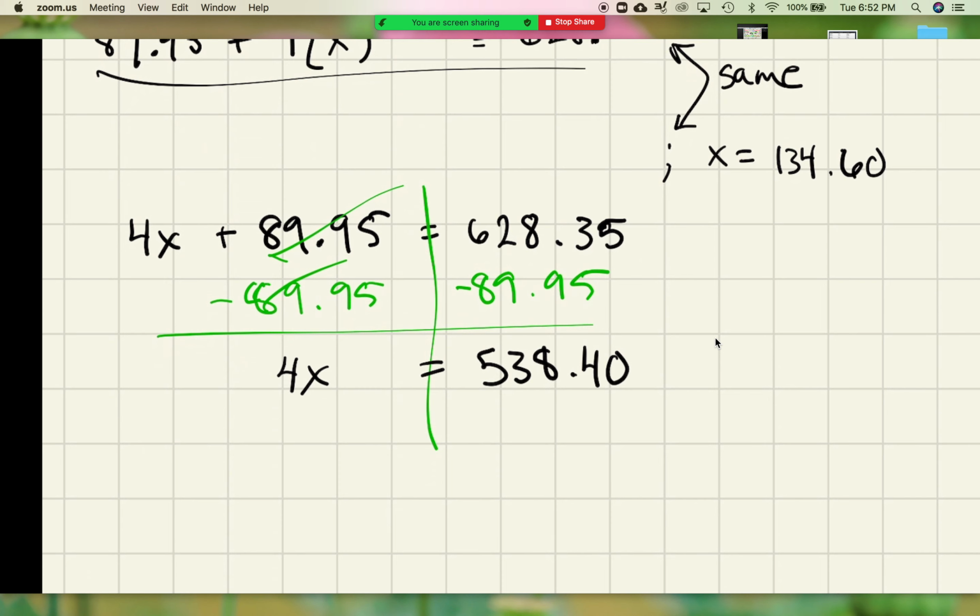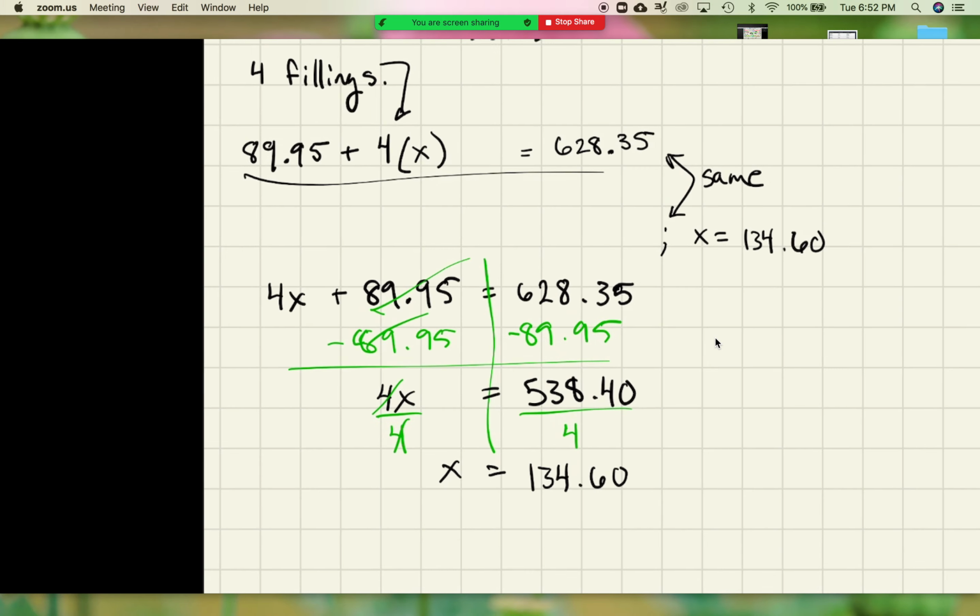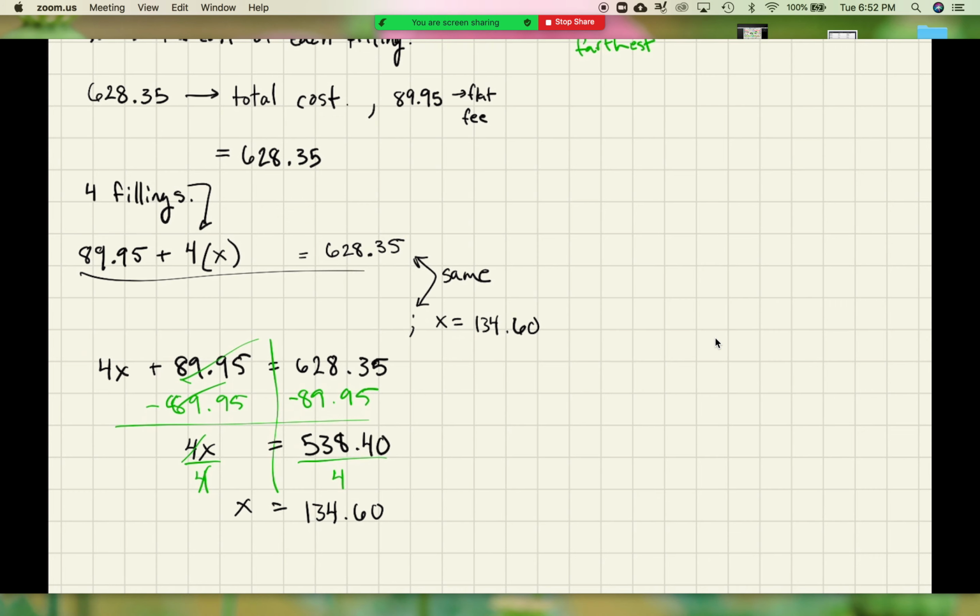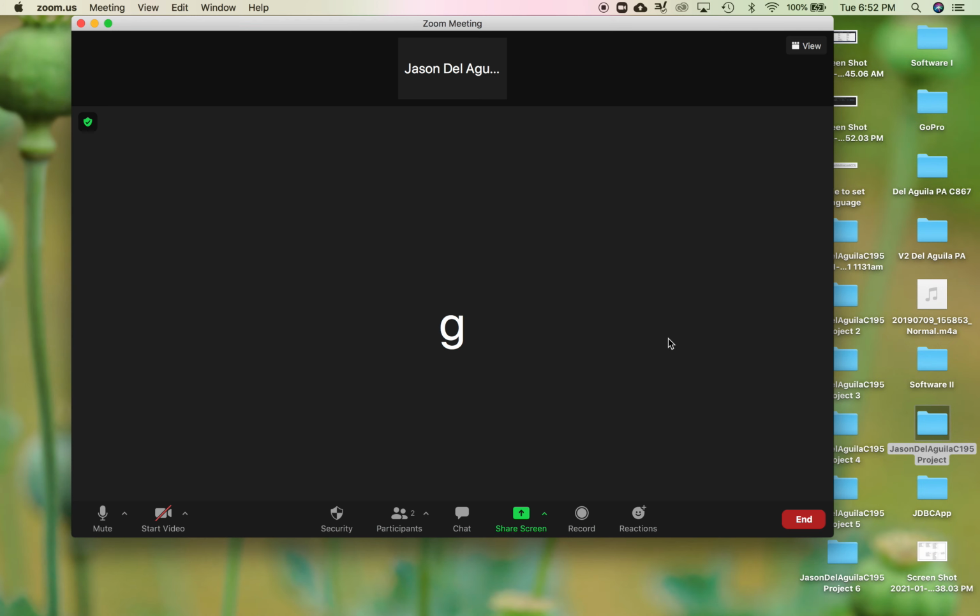You do the opposite operation. This is 4 times x, so you divide. So x equals 538.40 divided by 4, which should be the same thing. Yep, 134.6. And since it's after the decimal, you can add as many zeros as you want. So, cool. We could go on to the next one. I mean, you would have gotten that one, so I think we're good. I just wanted to show you a different way.